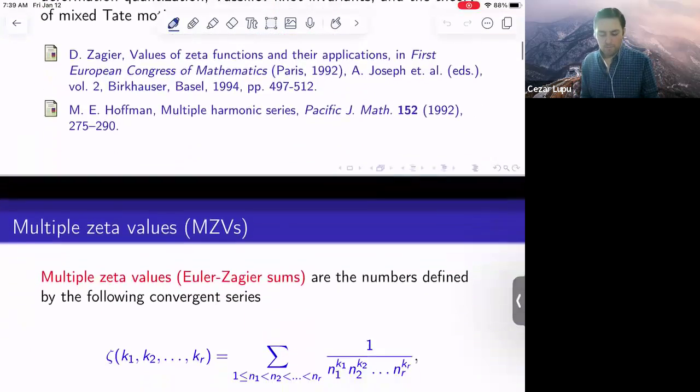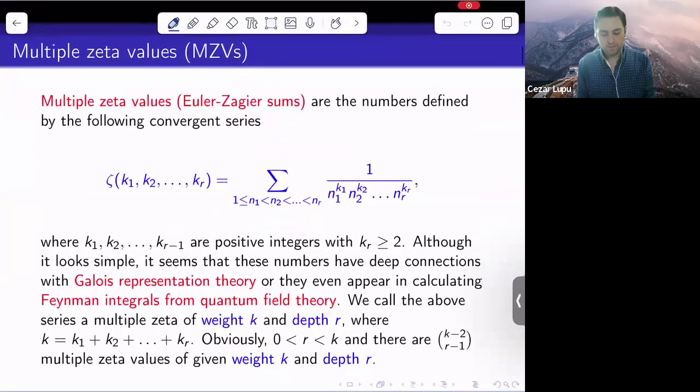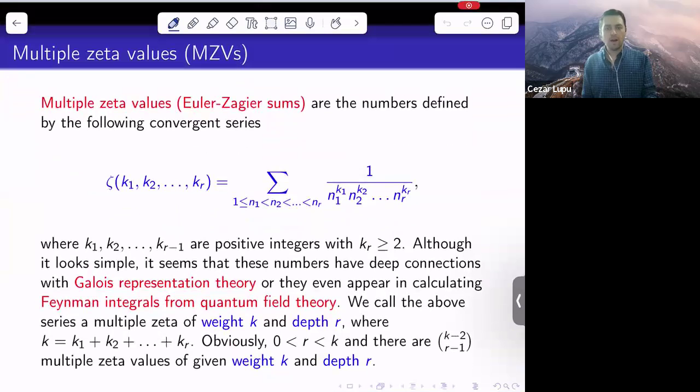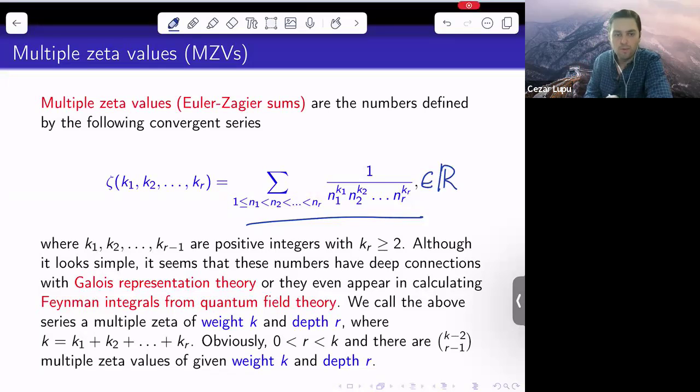Multiple zeta values, sometimes called Euler-Zagier sums, are numbers defined by this absolutely convergent nested series. Zeta of k1, k2, ..., kr is defined as the sum over all 1 ≤ n1 < n2 < ... < nr of 1 over n1 to the k1 times ... times nr to the kr. Because we want these numbers to be convergent, we impose conditions: k1 up to kr minus 1 are positive integers, and the last exponent kr is greater than or equal to 2.